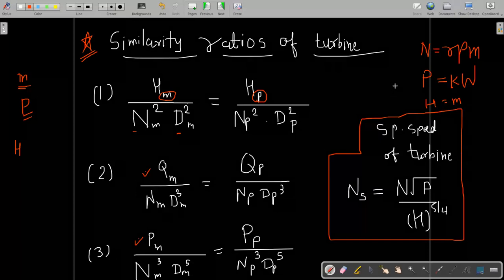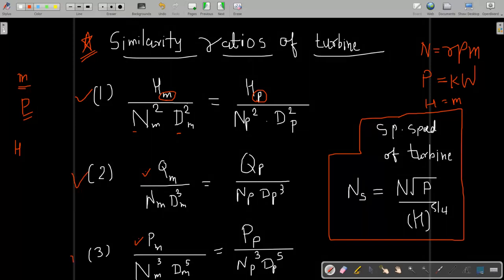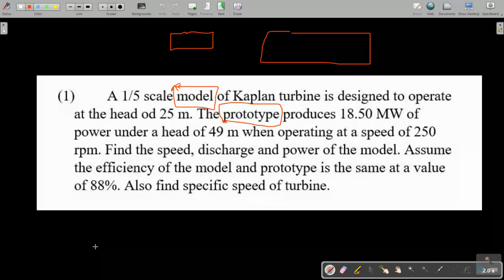So this is the similarity ratio: H divided by N square D square for model is equal to H divided by N square D square for prototype; Q by N D cube; and power divided by RPM cube into diameter raised to 5. So these are the three similarity ratios, okay. So let us see how we can use them in the numerical.